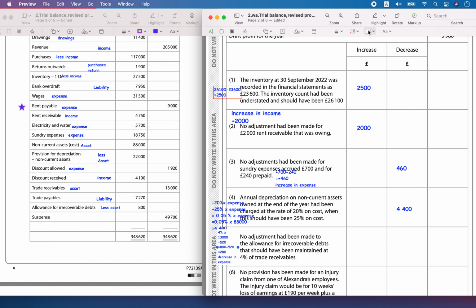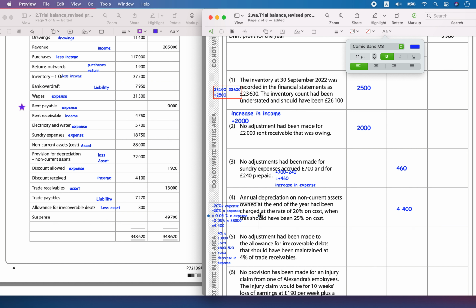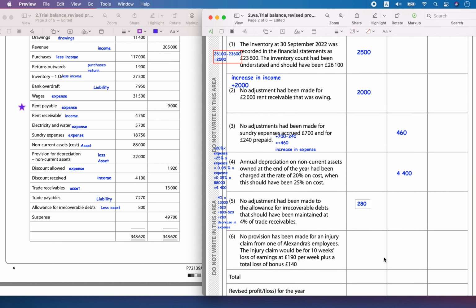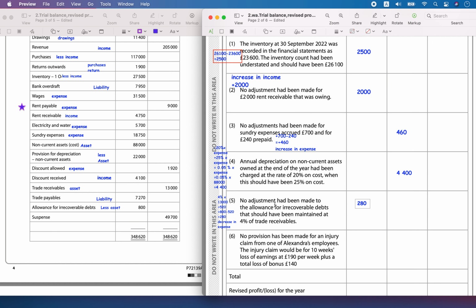So this 280, the difference, would have caused a decrease in expense, which becomes an income. So it will lead to an increase in profit because no adjustment had been made.